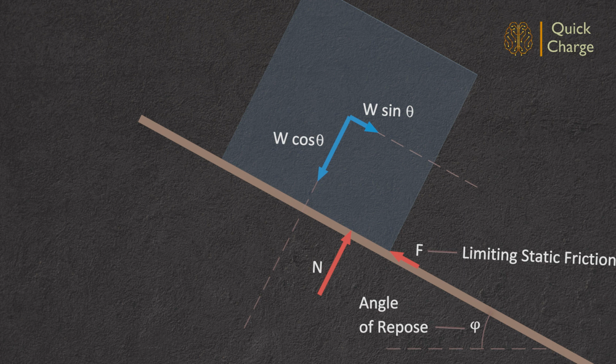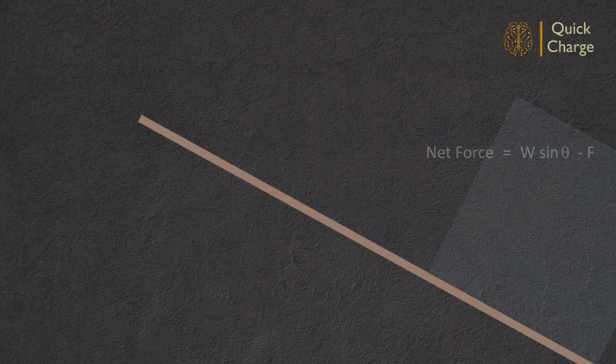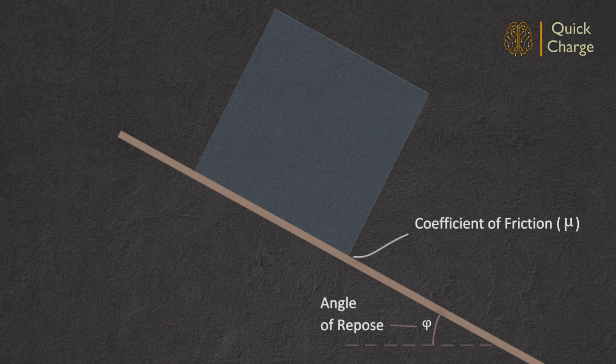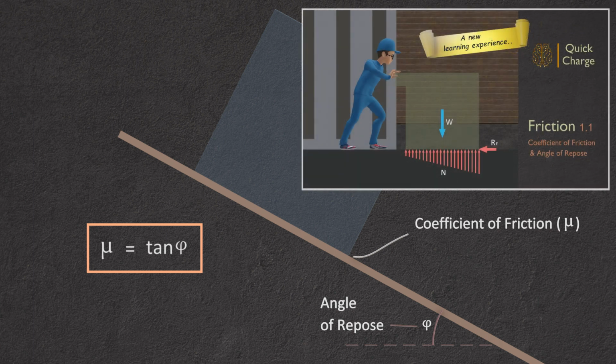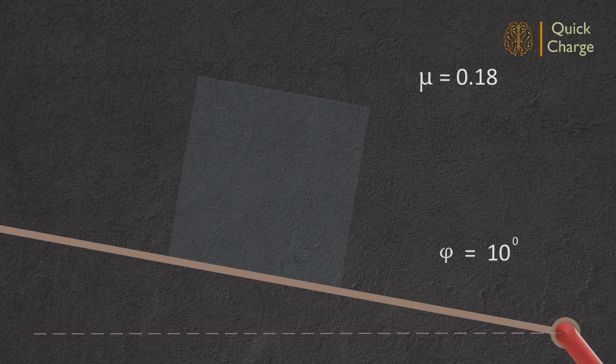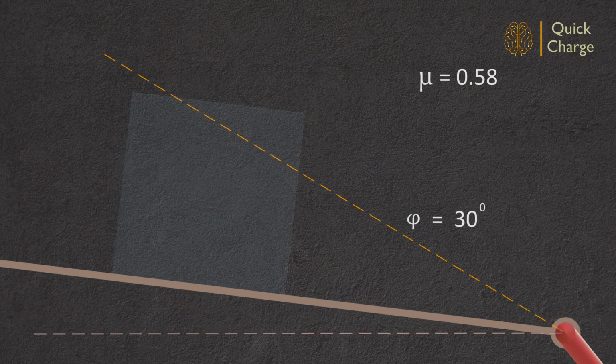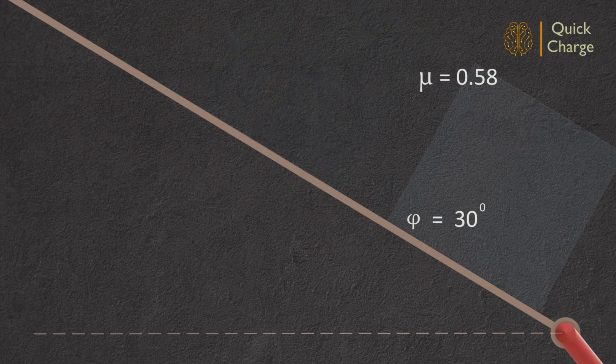Instantly, the frictional resistance reduces to dynamic friction and the net force results in sliding of the box. We have seen that tan phi is equal to the coefficient of friction mu. Details are covered in a separate video, suggest watching the same for clarity. So, depending on the coefficient of friction between the surfaces in contact, sliding of the box initiates at different angles.